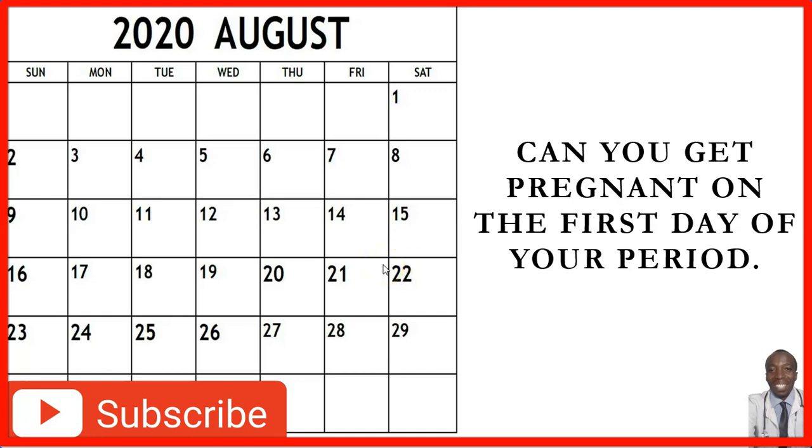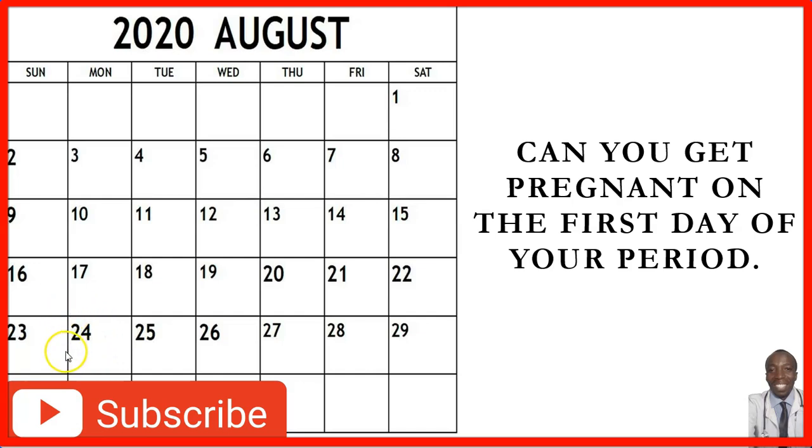So the only way to confirm whether you are able to get pregnant is by using what we call the ovulation predictor kits. These can easily be got in any nearby pharmacy near you, and these can easily be used. They look like pregnancy test strips, but they can tell whether you are in your ovulation or whether you are about to get pregnant.